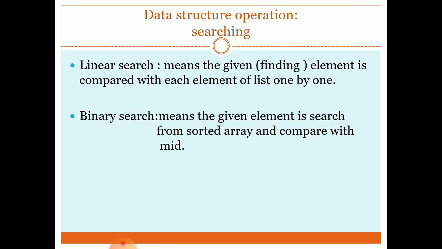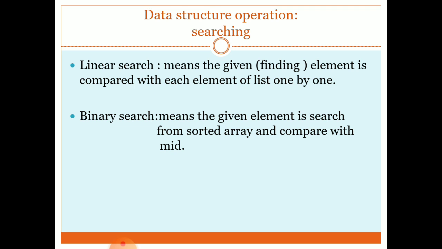Now, what exactly is searching? You can simply say, from a particular array or a particular list, if I want to search for any element, or if I want to search the position of any particular element, that operation is called searching. Basically, there are two types of searching: linear search and binary search.